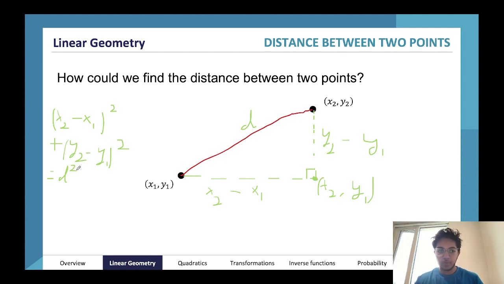Okay, and now it's our final step. We just need to solve for d, right? And the way we do that is we take the square root. So d is equal to, I'm just going to write this out again, x2 minus x1 squared plus y2 minus y1 squared. And the last step is we just take the square root of this.